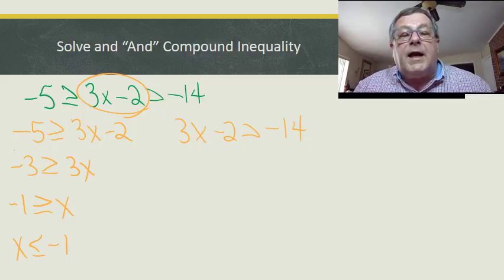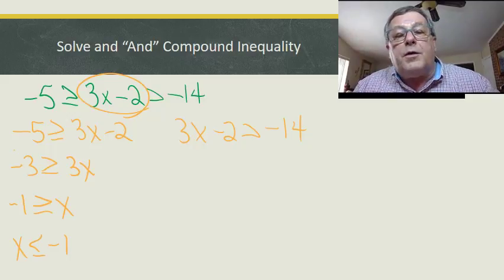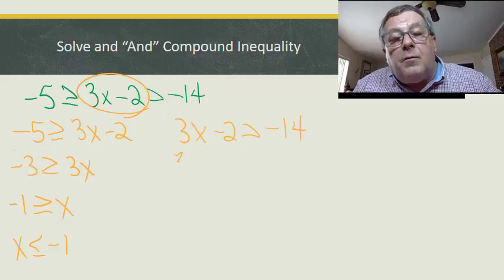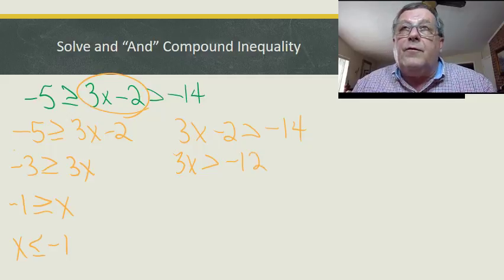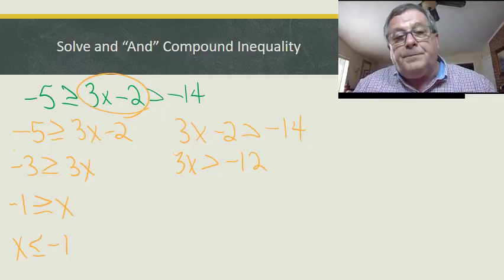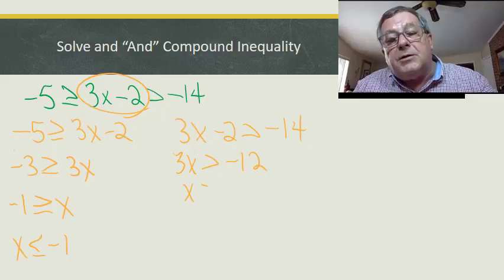Now let's work on the second half. So here I got 3x minus 2 is greater than -14. I'm going to add 2 to both sides. So then I'm going to have 3x is greater than -12. I'm going to divide both sides by 3. And x is greater than -4.